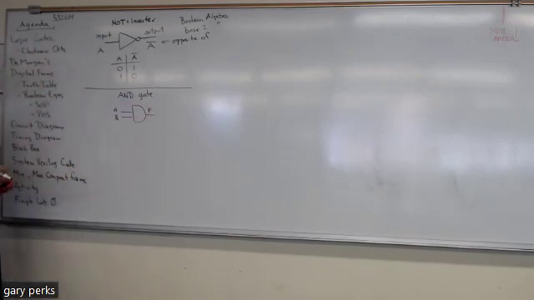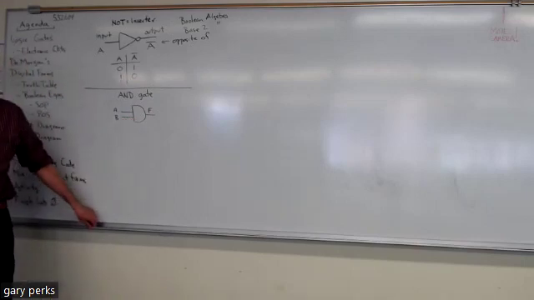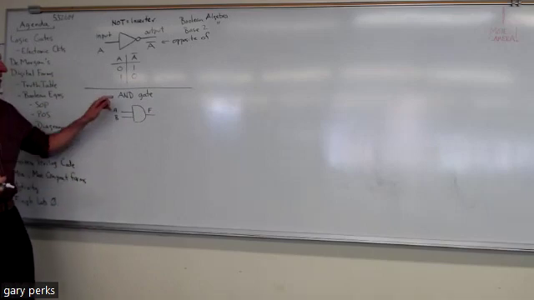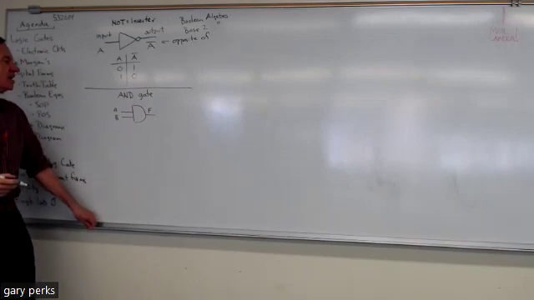Okay, this is a 2-input AND gate. You can also have a 3-input AND gate, 4-input, 8-input, 16-input, 32-input. I mean, you can have as many inputs as you want on an AND gate. Okay, but the most standard is a 2-input like this one.